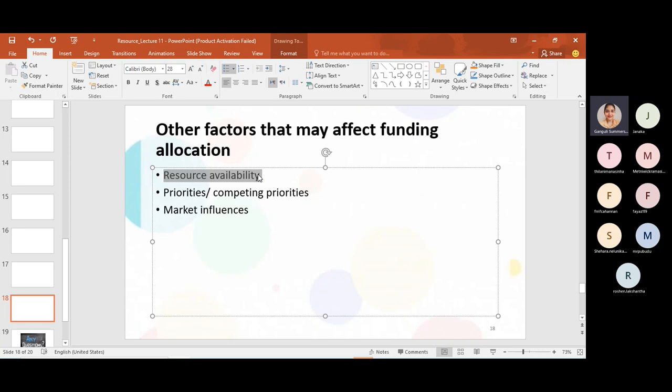Market influences means the factors that affect a company's ability to connect with its customers. So market influences means the influences or the factors that affect a company's ability to connect with their customers or clients. It can be the company's corporate structure, or the equipment that the company has, or the resources that the company has. And it can be economic conditions, political conditions. So whatever the factors that affect a company's ability to connect with their customers are called market influences. These are the other factors that may affect funding allocation.